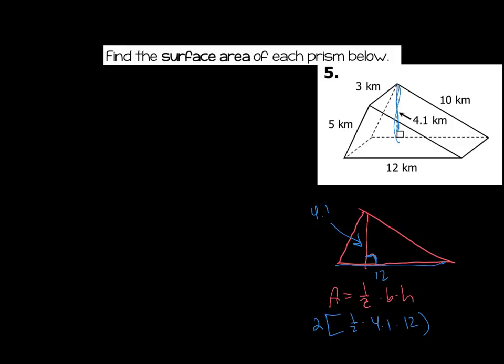Okay? So 1/2 of 12 is 6. 6 times 4.1 is 24.6. And 2 of those is going to be 49.2 square kilometers. All right? So for the front and the back, we have a total of 49.2 square kilometers. Now for all of the sides.